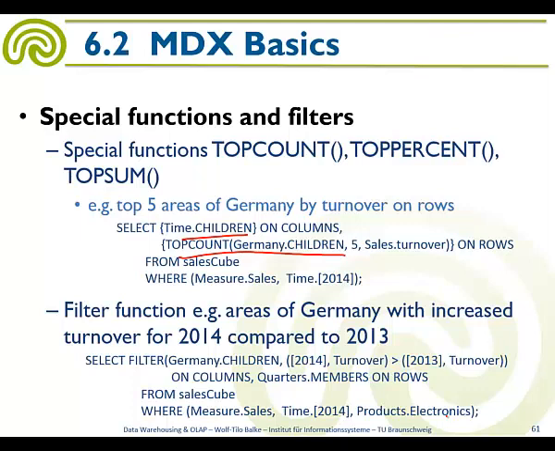Exactly. Then there are some things like filter functions. So, for example, the areas of Germany with increased turnover, and you can say here, turnover in 2014 must be higher than the turnover in 2015. So you may use arithmetics also directly in the filter column, right? Good.